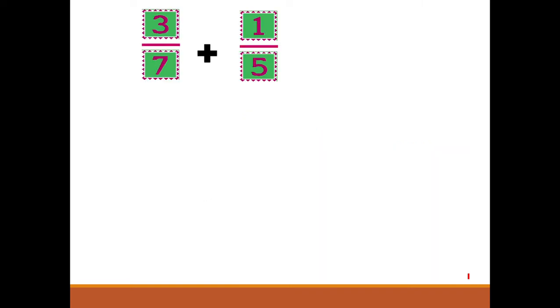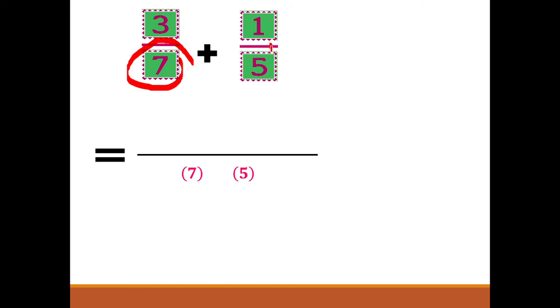Check ulit natin yung isang solution, kung saan ka madadalian, ha? So, remember, sabi ko, kunin mo yung dalawa, yung 7 and 5, itong mga denominator na to. Kunin mo yan, yung dalawang yan, at ilagay mo dito sa baba.